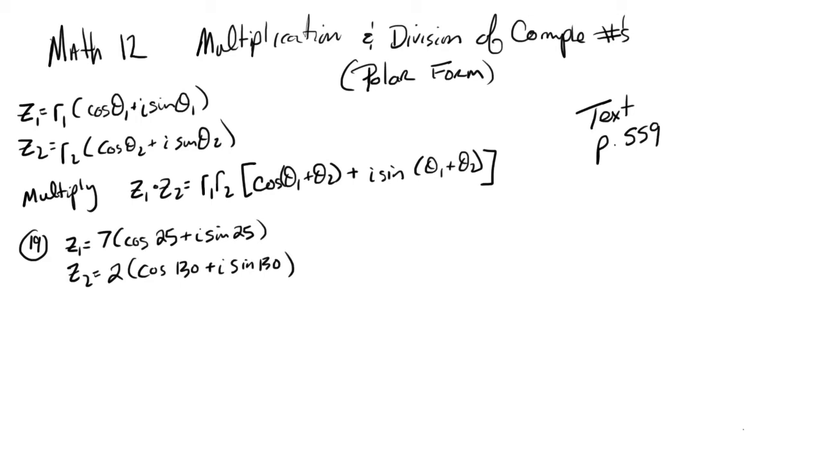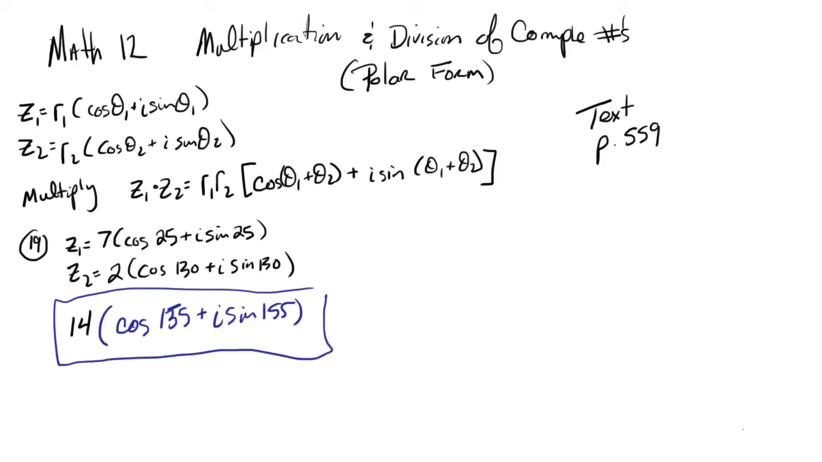Follow this pattern. When you get done, it's going to be still in the form Z equals R times cosine theta plus I sine theta. So take these two things and see what you come up with. Alright, so hopefully you multiplied 7 times 2 is 14. So 14 times cosine, add the angles, and this is all you've got to do. 155 plus I sine 155. And that's the complex number in polar form.